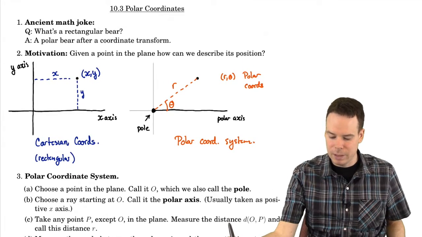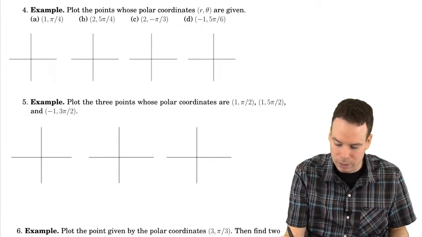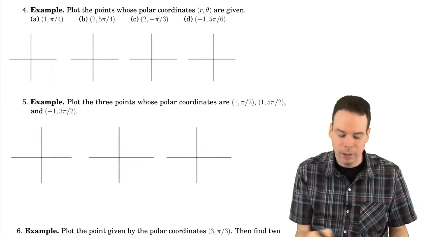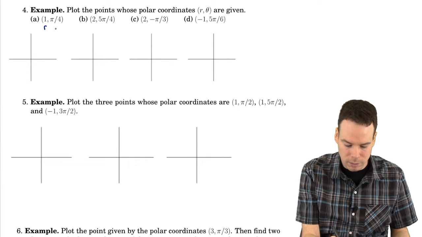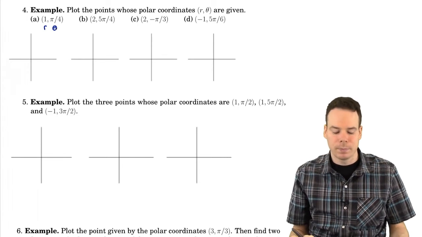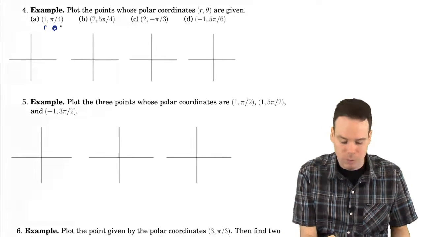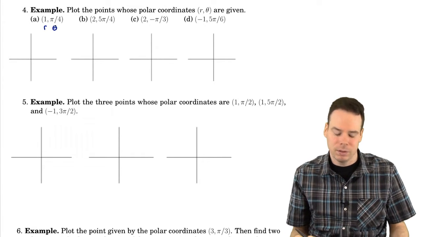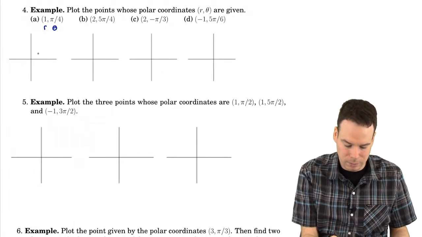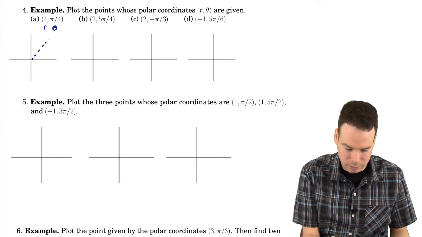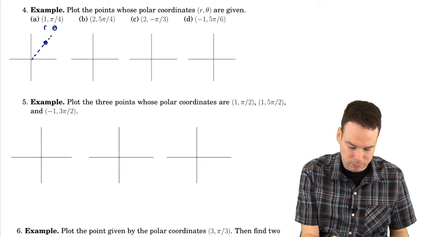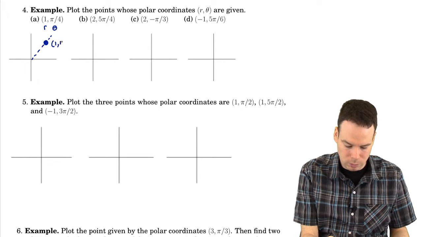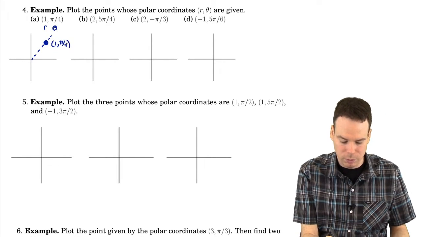So let's look at some examples of plotting points using polar coordinates. In this first example, let's plot the point r equals 1, theta equals pi by 4. Typically we start with the theta value. That gives us a good indication of where it sits in the polar plane. So pi by 4 means we're along this line segment here. How far along that line segment? We're 1 unit away from the pole. So that's 1 comma pi by 4.